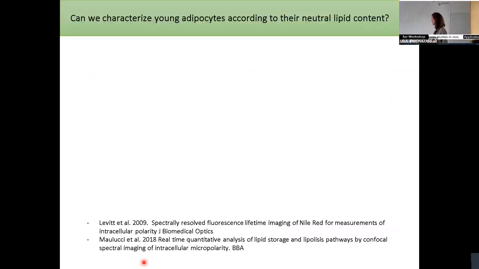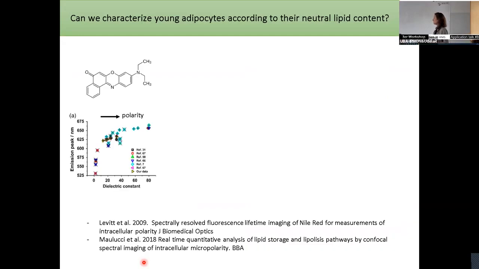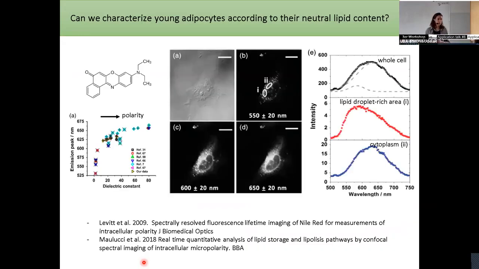And here is where Leonel came into stage. Then he suggested that we can use Nile Red and its spectral characteristics to study adipogenesis in vivo. As was mentioned before, Nile Red is a lipophilic dye that will stain all the membranes in the cell, all the lipids in the cell. But it has the property that it is sensitive to the surrounding polarity. Okay, so if we put Nile Red in a more polar environment, the spectrum is shifted towards the red.